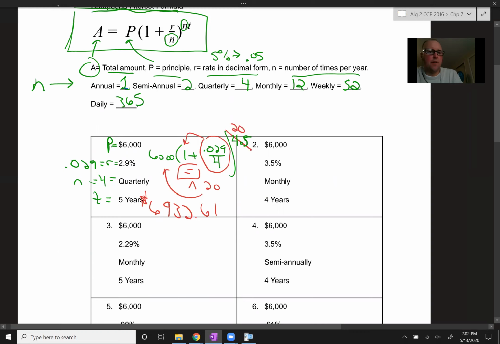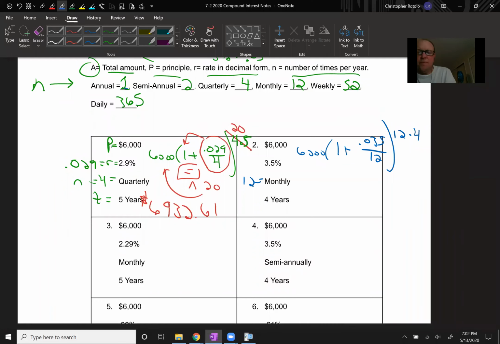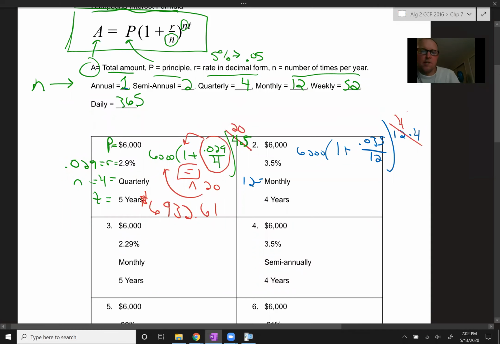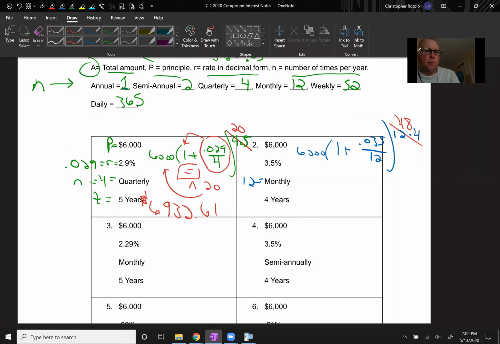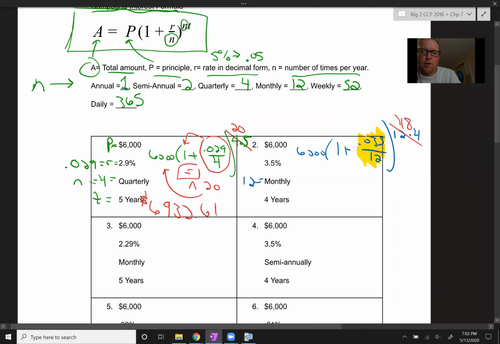All right, let's get out of this red. Looks a little crazy. Maybe angry. Let's not be too angry. So 6,000. We have 1 plus 0.035 all over monthly. Remember, that's 12, which means 12 is going to go right here, times 4. So first thing you want to do right away is make that 48. The power is now 48. Remember, first do your division, 0.035 divided by 12, add the 1, take that to the 48th power, and then finally multiply by 6,000.